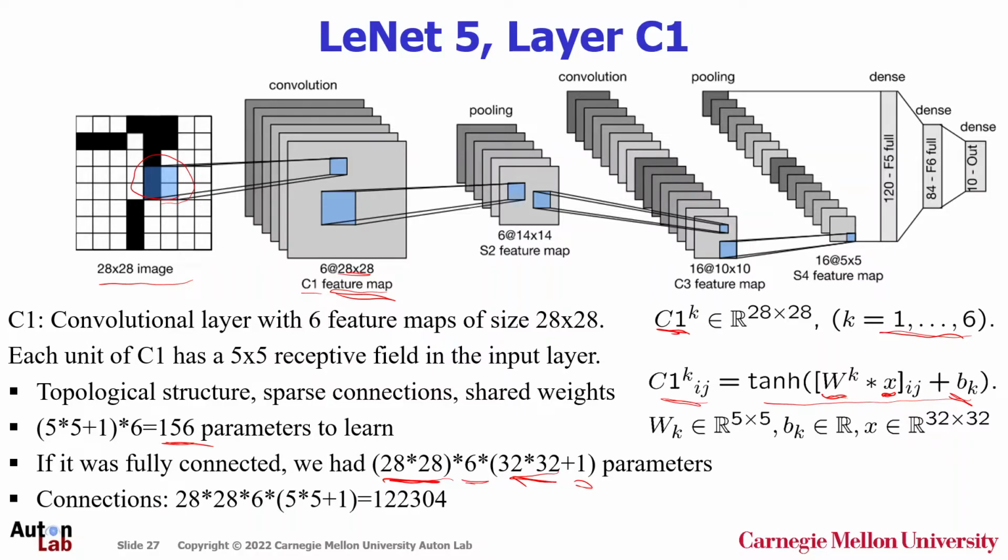We can also calculate the number of connections between the input image and the feature maps when we use a convolutional layer. The size of the feature maps is 28 by 28. We have 6 of them. Each of them is connected to a 5 times 5 submatrix of the input image plus one bias parameter. That's altogether 28 times 28 times 6 times (5 times 5 plus 1) connections. This is much smaller than the number of connections in fully connected neural networks.